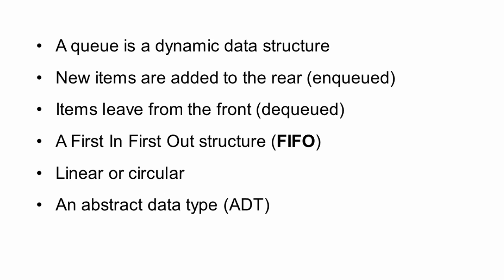A queue is an abstract data type. Now, in the examples we've seen, the data was actually stored inside an array variable, but this needn't be the case. The data could be stored, for example, in a text file or a database table. What's important is that it is notionally a queue, and items leave from the front and they join from the back.